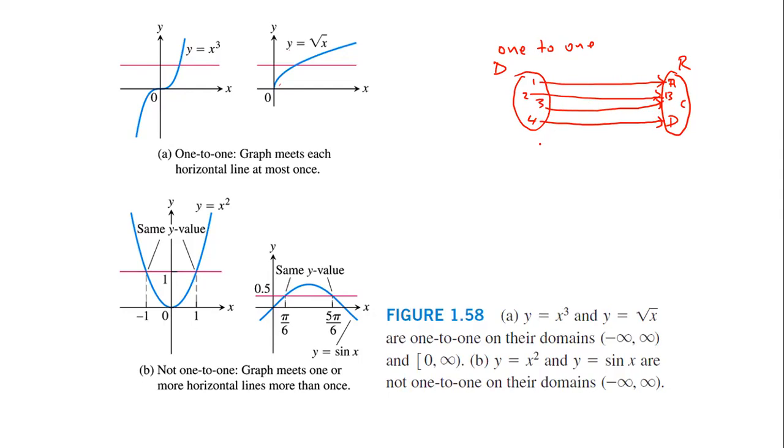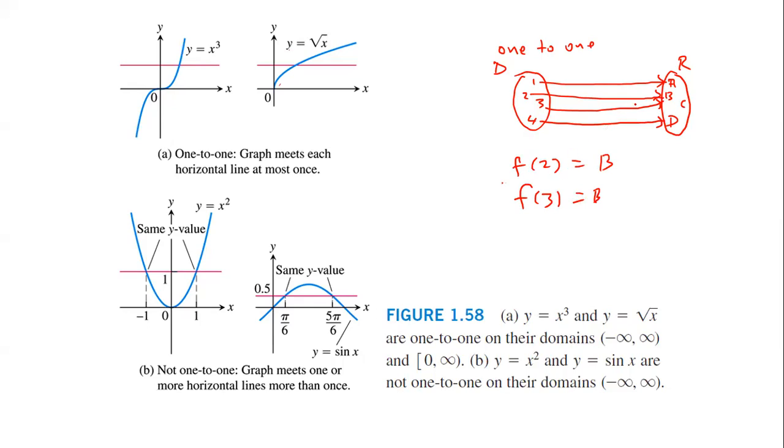Why? Because for one-to-one, every number in the domain should have a different number in the range. So here, the violation is at 2 and 3. The 2 and 3 in the domain are mapped to B, right? That means f of 2 is equal to B, and f of 3 is also equal to B. So it's not one-to-one.